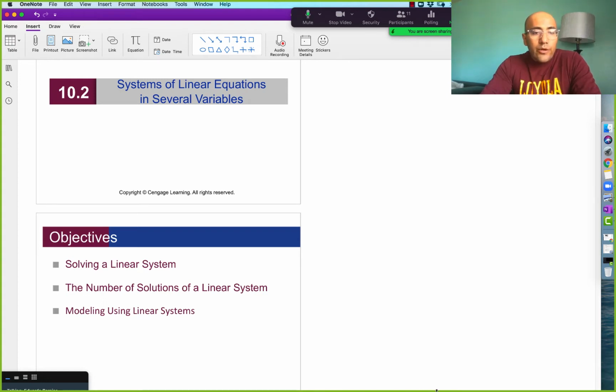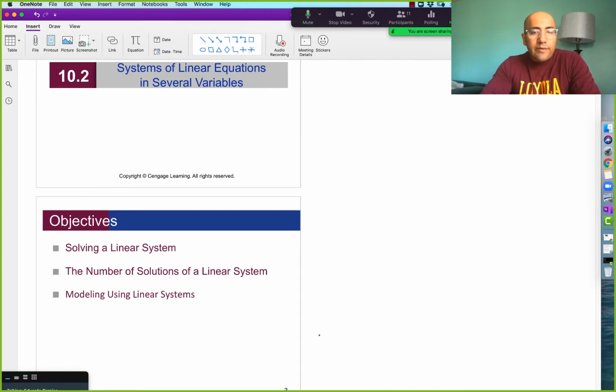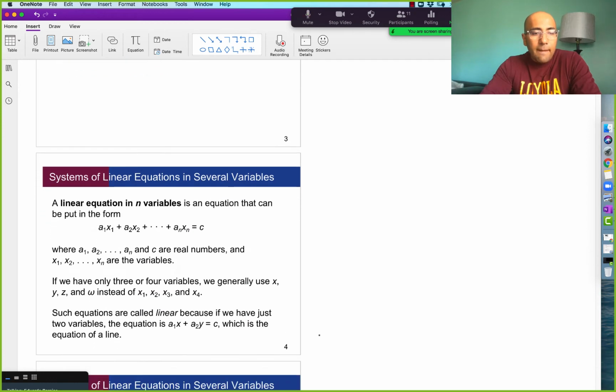So we're going to be looking at solving linear systems. We're going to look at the number of solutions possible for a linear system, and then we can model using linear systems. So modeling refers to a word problem and application of the system.